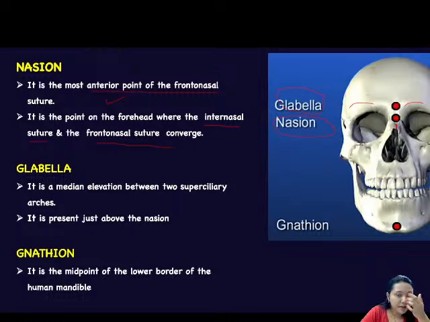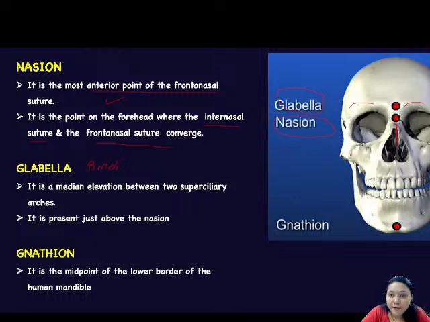Now you know that bindi, हम लोग जहाँ बिंदी लगाते हैं, that is the point of glabella. Okay, so this is your bindi point. Try to remember that. So wherever you put a bindi, girls used to put bindi, that is the glabella. उसके नीचे है nasion. Okay, so glabella is the midpoint between the two superciliary arches, and nasion is the anteriormost part of the internasal suture.